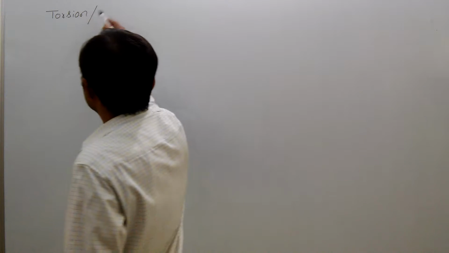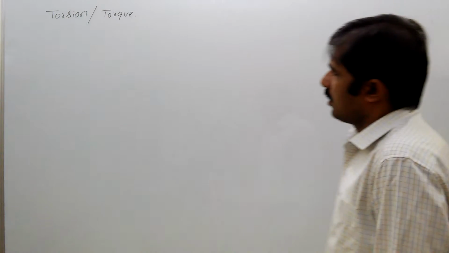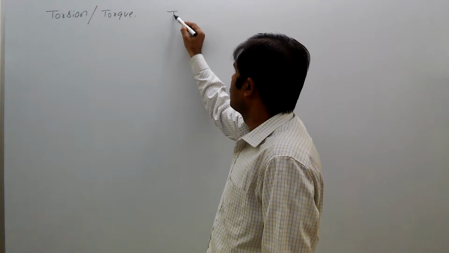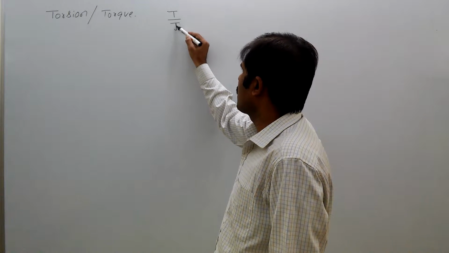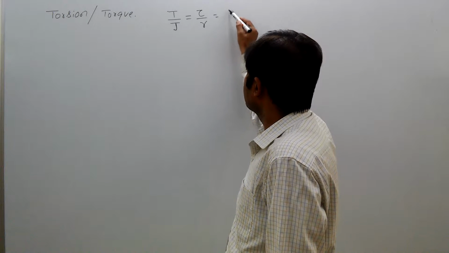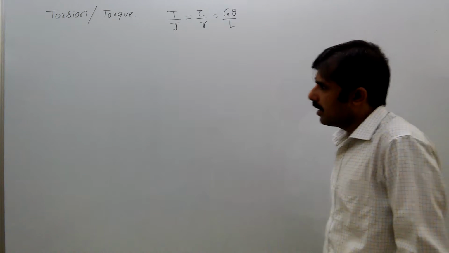Torsion or torque. Derivation of torque by polar moment of inertia: T by J equal to tau by R equal to G theta by L.